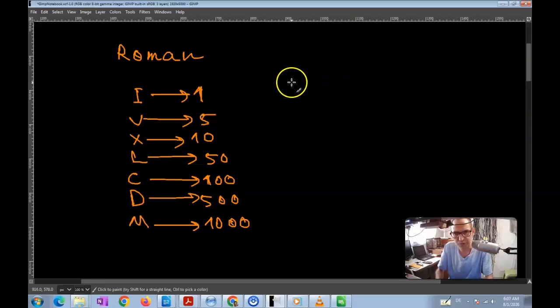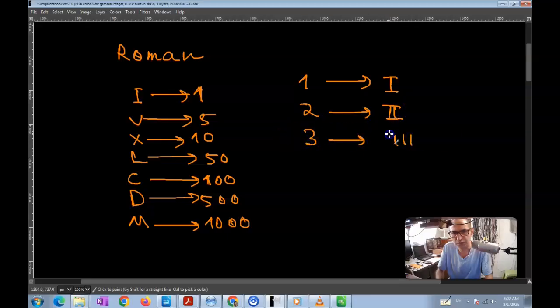For example, for 1, in decimal we write a 1. In Roman you would write just one I. That's a 1. If you want to write a 2, you put 2 of these together. If you want to write a 3, you put 3 of these together. Their values are added together: 1 plus 1 is 2, and 1 plus 1 plus 1 is equal to 3, right?